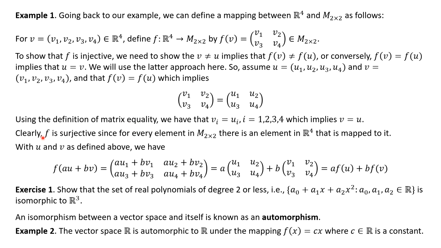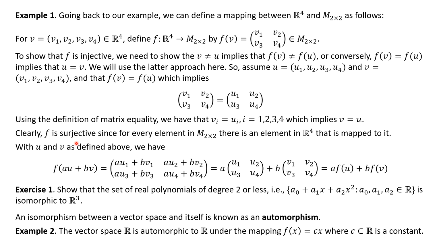Showing that f is onto or surjective is even easier, since every element in our set M22, every element in this form here, where these are real numbers, has a corresponding element from R4 mapped to it. So that's pretty obvious. You just pull these out and put them into a vector, and that tells you what gets mapped to it. So that gives us surjective. So we have injective and surjective. In other words, the mapping is bijective.